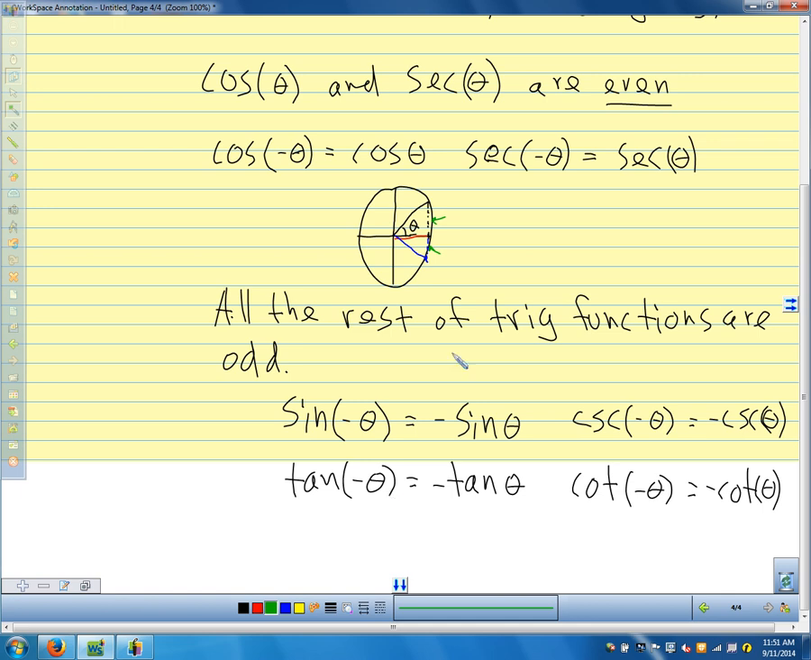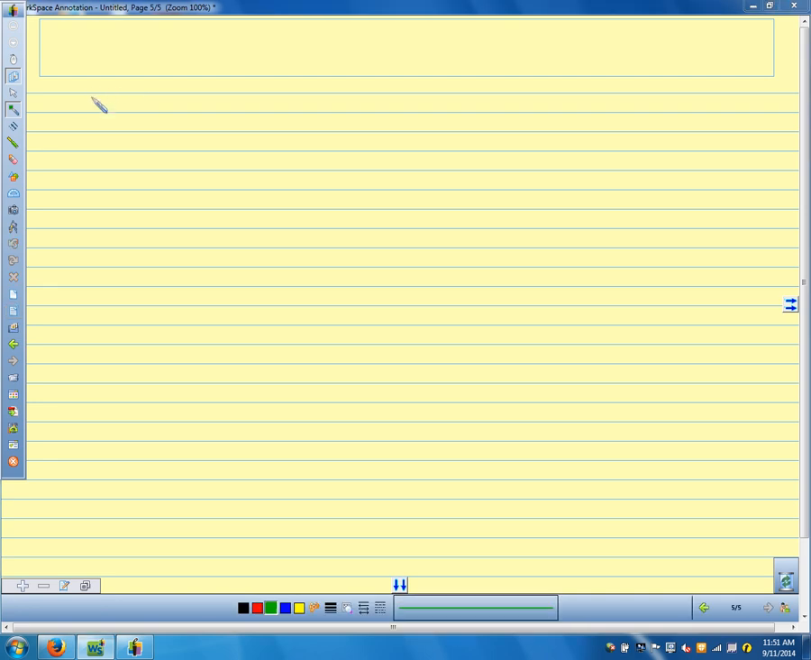So we good with that? So let's look at how we're going to use this even and odd function stuff with some problems. Kind of like the last ones that we did. We'll kind of combine the two together. All right. So we want to find, using the period of the function, the exact value of this function.